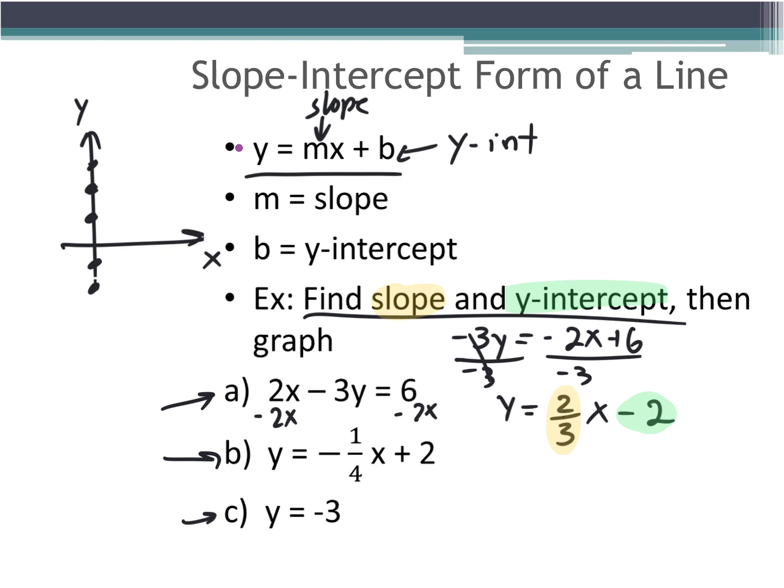Now for the next one, it's already in that form, so we can go ahead and say that the slope is -1/4, and the y-intercept is +2. Now for the last one, I want you guys to realize there's no x. But if you want, you could write 0x - 3 to show that the slope is 0, because there is no x term, and -3 is the y-intercept. If you can see it without having to rewrite it, that is great. But if not, that is okay too.